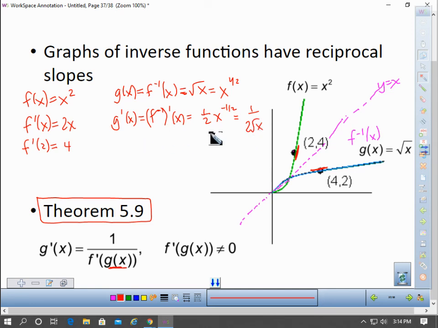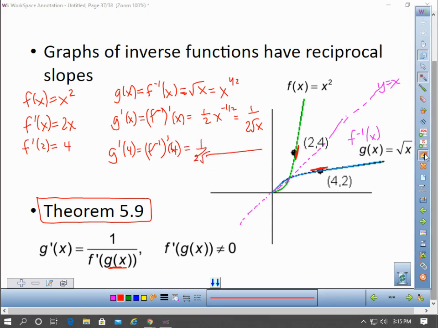So that's my derivative. So now I want the slope of the tangent line at the point (4, 2). So I'm going to do g prime of 4, which is the f inverse derivative at 4. So I'm going to put a 4 in here. So 1 over 2 square root of 4. Square root of 4 is 2. 2 times 2 is 4, so that's 1/4.